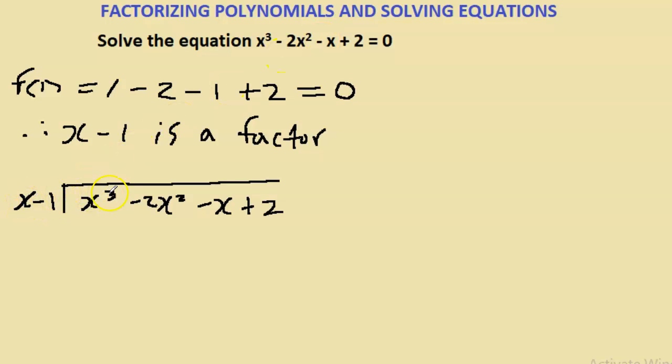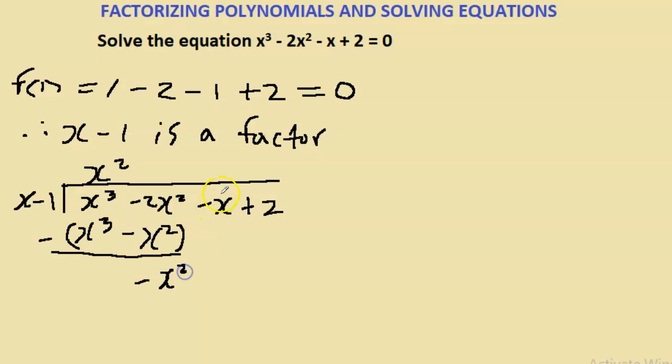So we have x into x cubed, that's x squared. x squared times that, we get x cubed minus x squared. And then we subtract, right? Remember when you're subtracting, subtract the term above from the term below. So it's x cubed take away x cubed, which is 0. And then minus 2x squared minus x squared, so it becomes minus 2x squared plus x squared, right? Which is minus 1x squared. We carry down this negative x, right?